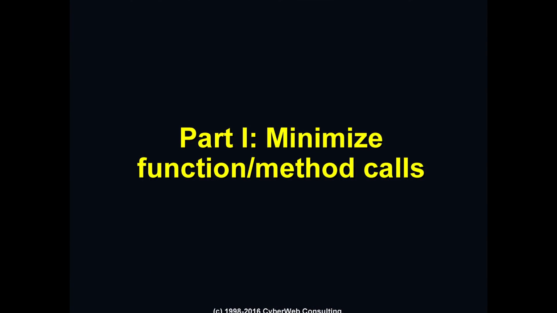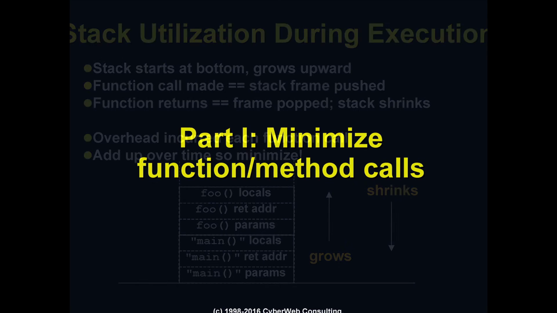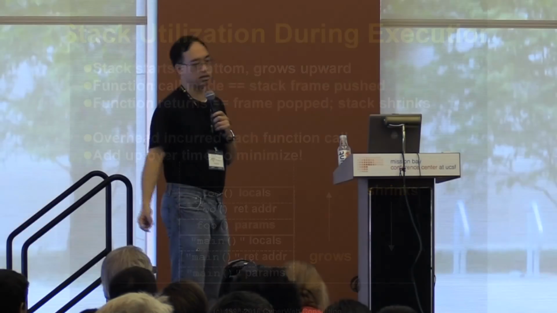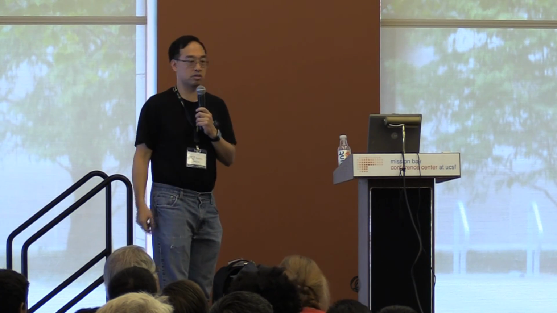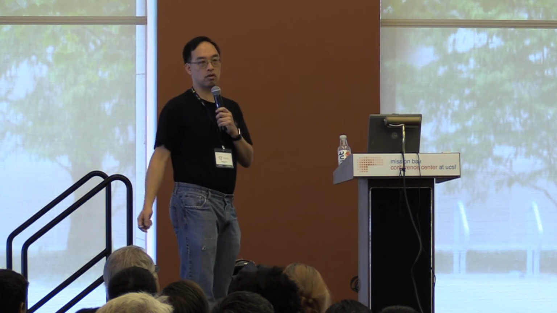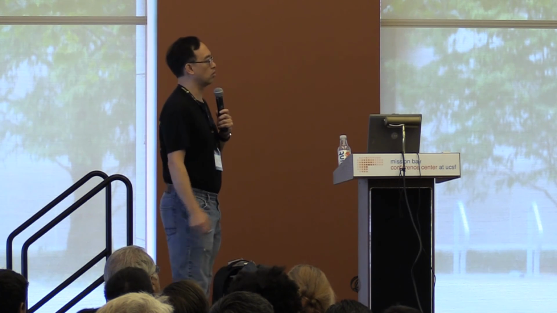All right, the first one, we'll start off with the easy one. Minimize function and method calls. Try not to have as many of them. Everybody knows what a stack looks like, right? There's main down there and there's foo there. I copied this from my C class that I used to teach, but the concept is still the same, because if you're using CPython, one Python stack frame is one C stack frame. So what's a stack frame?